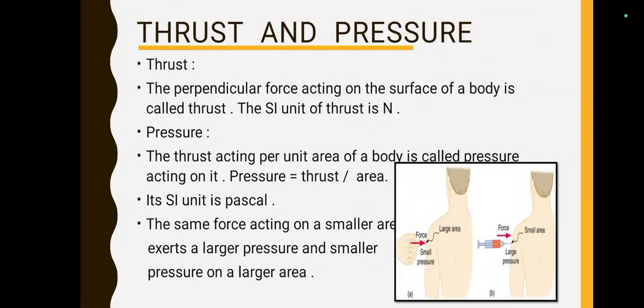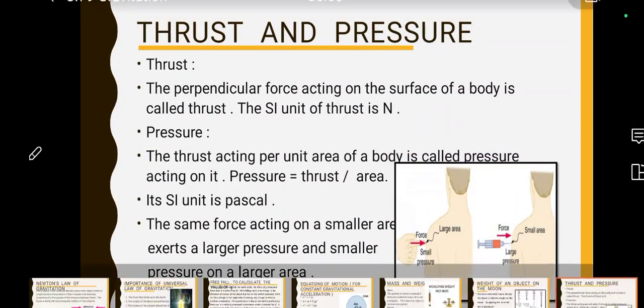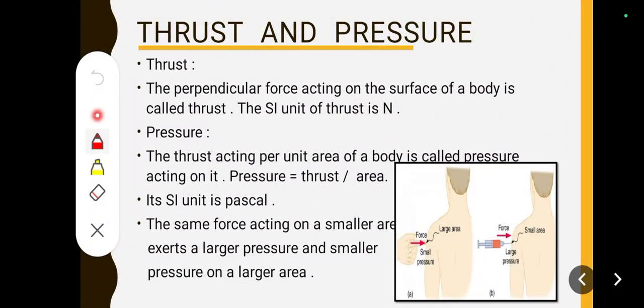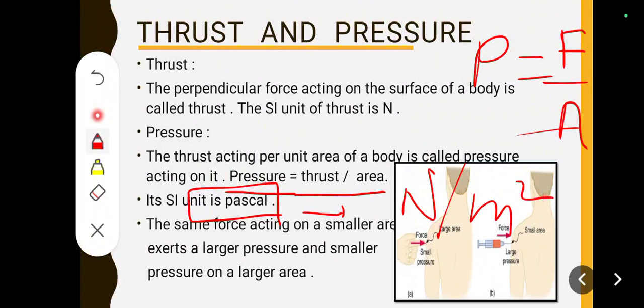A force acting per unit area of the body is known as pressure. So pressure equals force upon area. It is also written as pressure equals thrust upon area. You can also write it as P equals F upon A. The SI unit of pressure is Pascal. You can also write it as Newton per meter square, which is also known as Pascal.